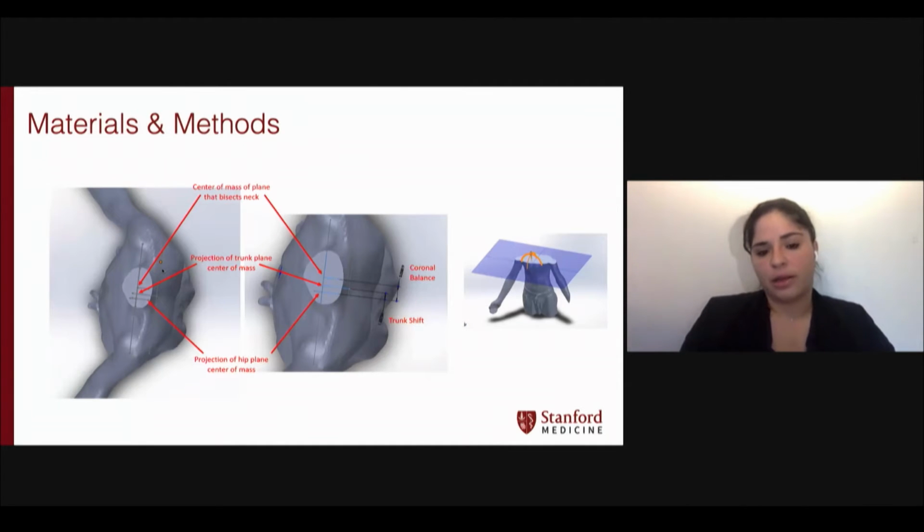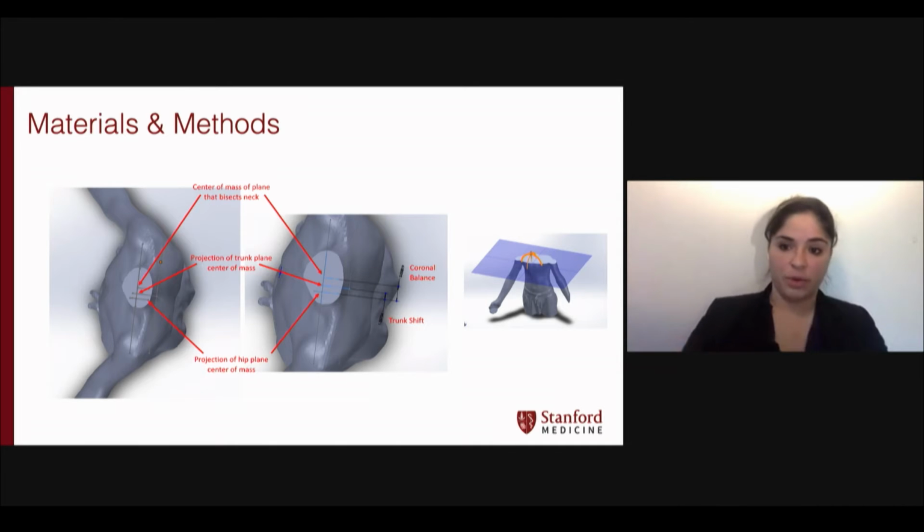To calculate coronal balance and trunk shift in 3 dimensions, 3 axial cuts were established. First, we made a cut through the level of C7, so right around the center of the neck. A plane was then drawn through the trunk at the level of maximal asymmetry. And finally, a plane was drawn through the hips at the approximate level of the iliac crest.